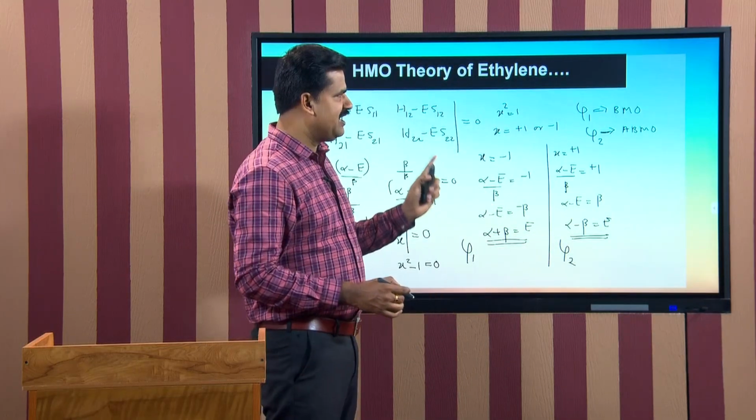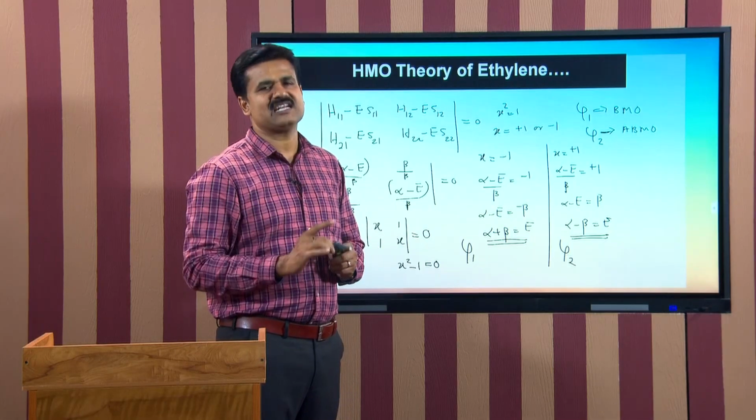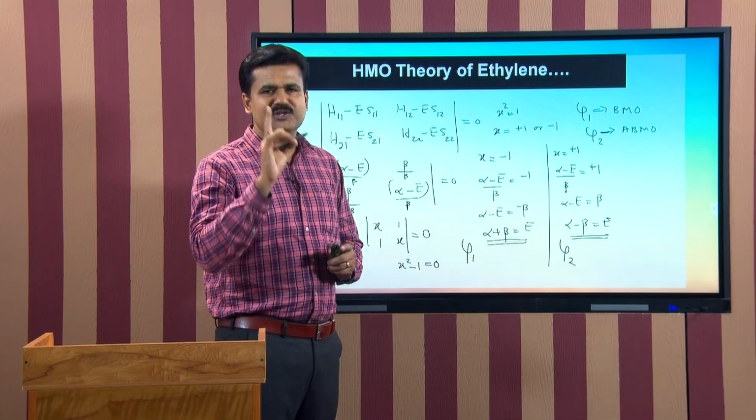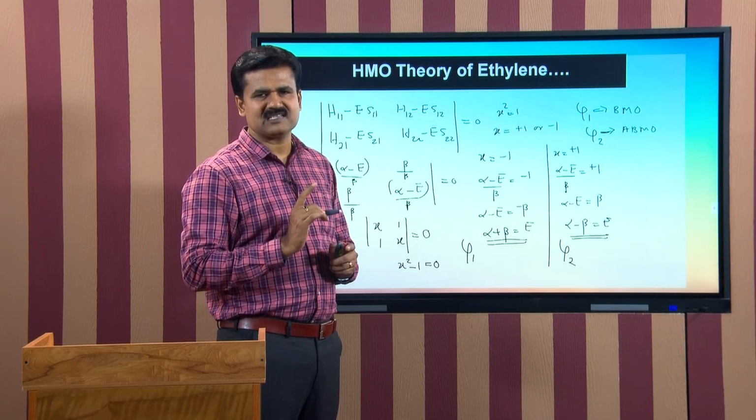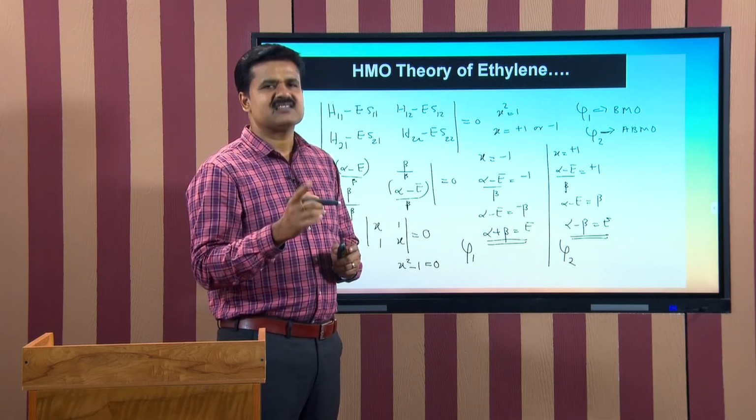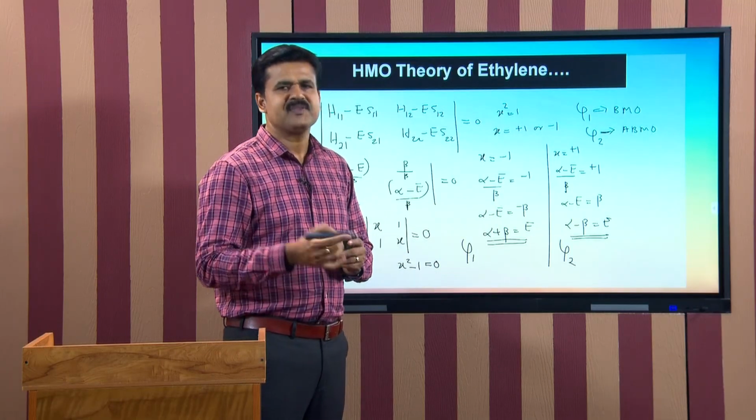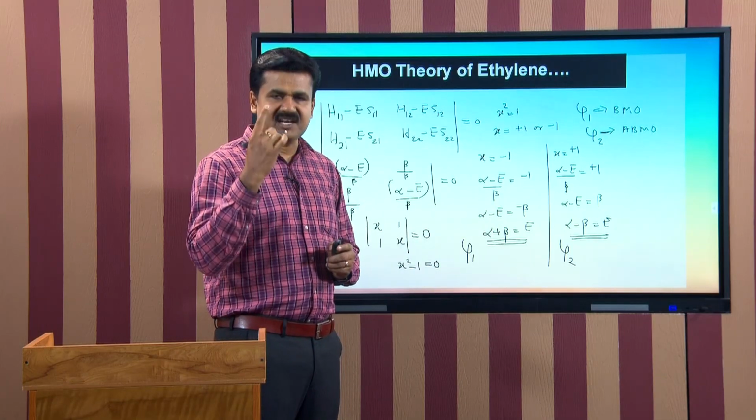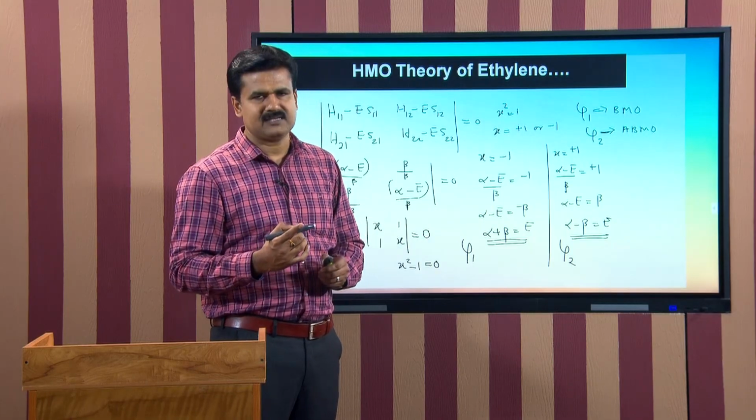So whenever we are applying the HMO theory by solving the secular determinant, we get two energy levels corresponding to two Huckel molecular orbitals. The two Huckel molecular orbitals are psi 1, that is the bonding molecular orbital with energy alpha plus beta, and psi 2, the antibonding molecular orbital with energy alpha minus beta.